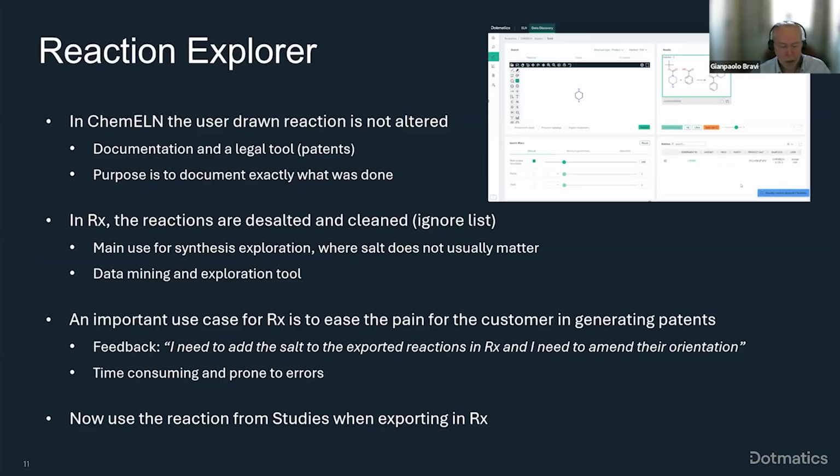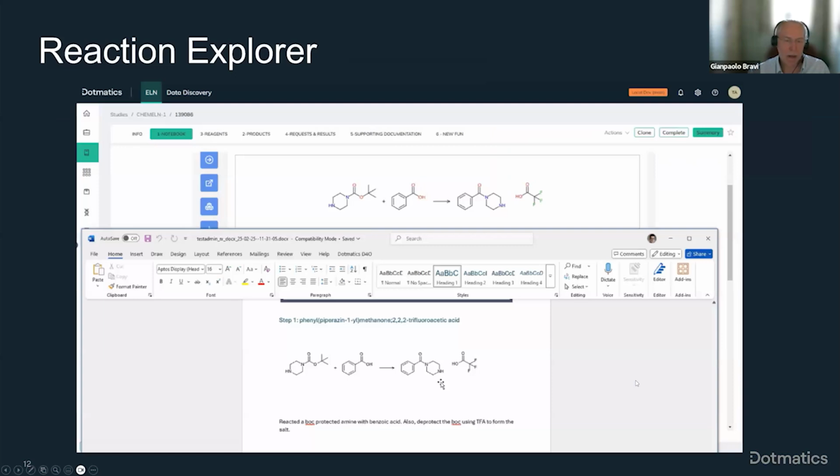In the previous release, however, the orientation of the chemical structures is not preserved, and neither is the salt form. Because of this, scientists need to spend significant time in amending the reactions in the Word document, and this effort is also prone to errors. In 7.3, this issue has been fully resolved, and the structures exported by Rx to Word are now consistent with what is stored in the ELN experiment, with greatly improved usability.